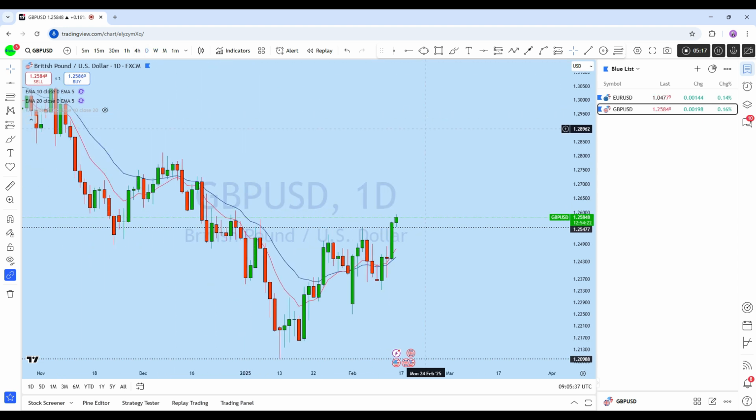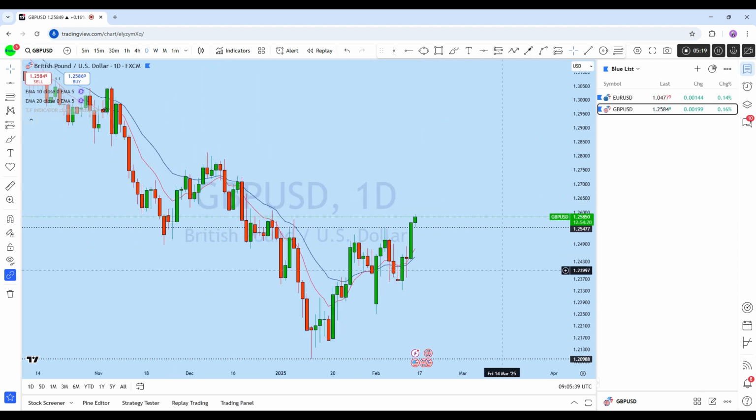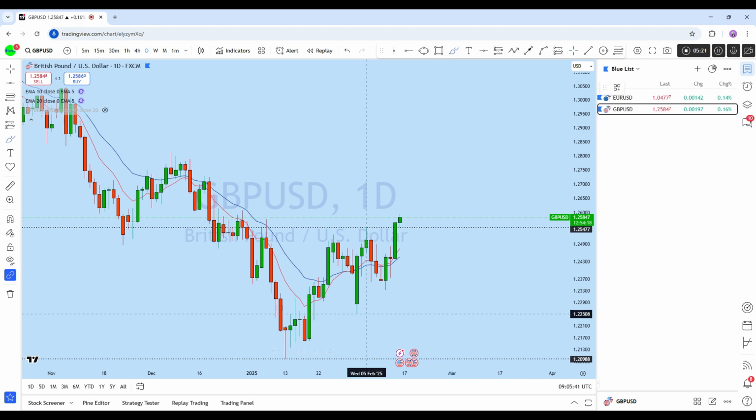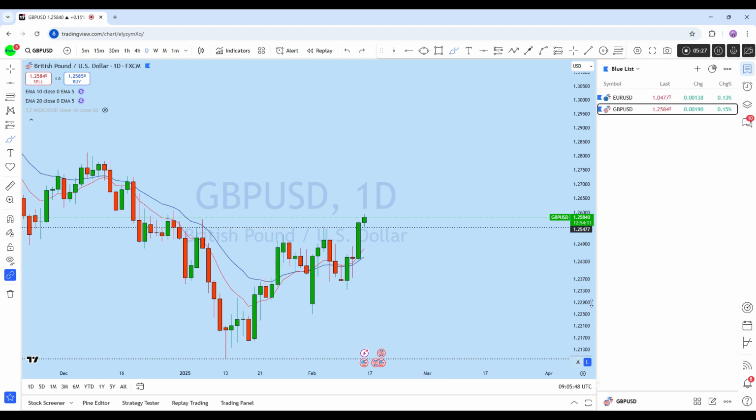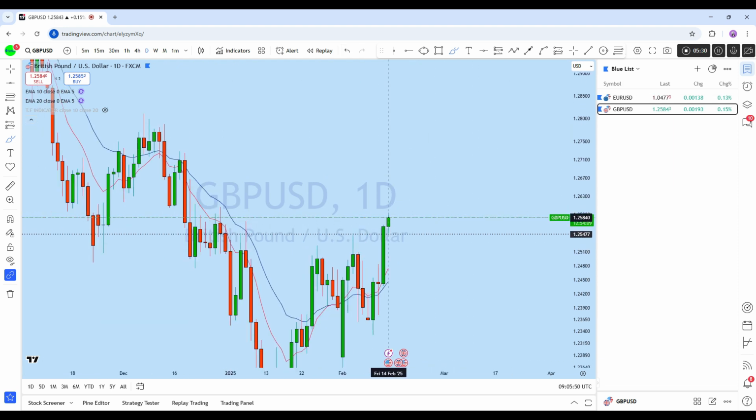Now, dropping down to the daily chart, we can see that like the euro dollar, GBP USD is as well in an uptrend. We have seen an impulse followed by a correction, another impulse, and we expect British pound US dollar to drop again to the support level and then return back up to create a new higher high.